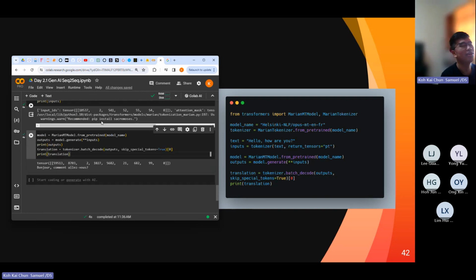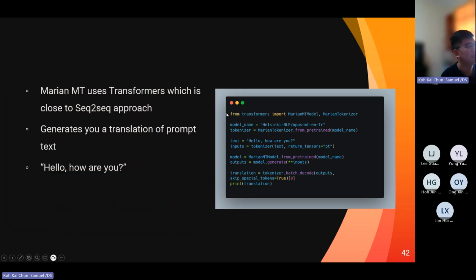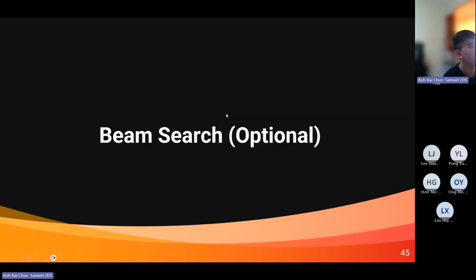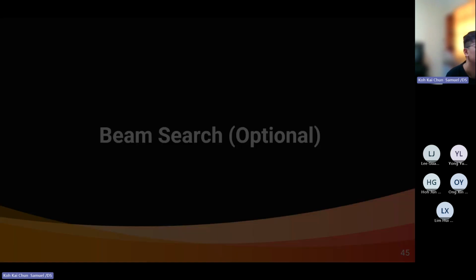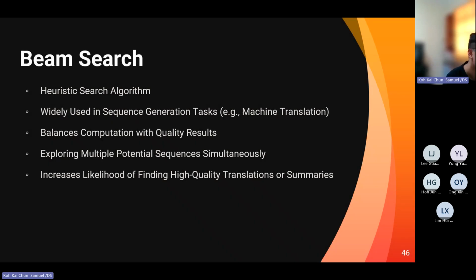Okay, I hope I won't bore you with the theory details any further. So now I will simply go through beam search, but just very briefly because this is optional. Beam search is one of the methods that help these sequence models get more quality results.